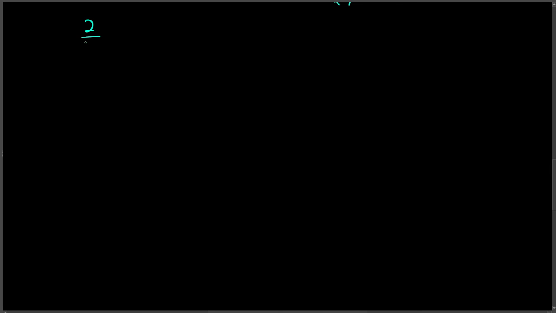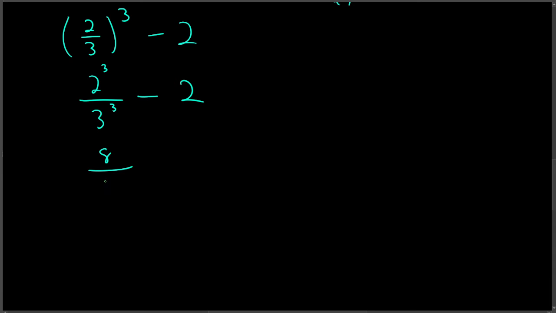Well, let's see. I have 2/3 cubed minus 2. So I have to do the powers first. And what I'm going to do is take the power and distribute it to each part of the fraction bar. And now I'll do these. That's 8/27, because 2 cubed is 8, and 3 cubed is 27, minus 2.